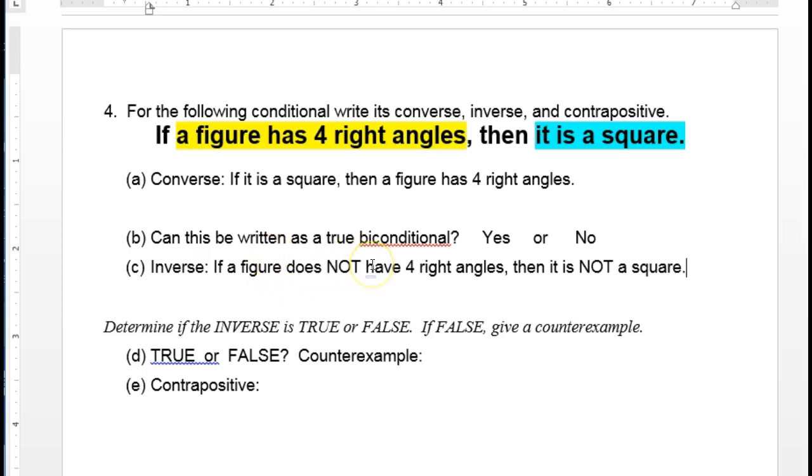You don't have to put them in caps. I'm just doing it so it kind of points out that's what we did there. And then the contrapositive, it switches it and makes it negative. You can always think about it as just taking the inverse and switching the order of the inverse.